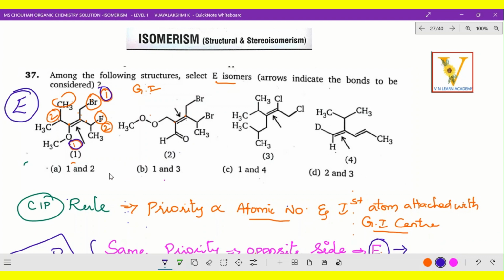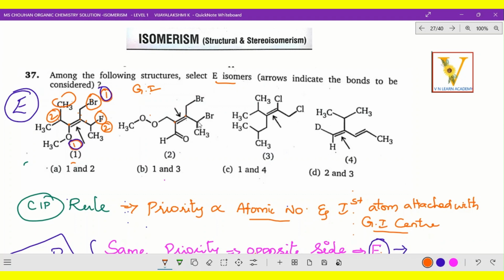I hope you got the clarity. With the same idea, let us find the second compound. Okay, second compound, what is it? Here they mentioned the arrow mark. The arrow mark indicates the bond to consider, because here two double bonds are there, here only one, so we can easily identify.